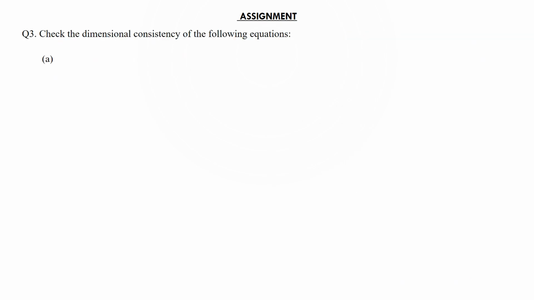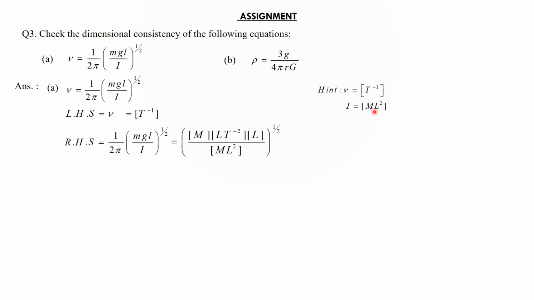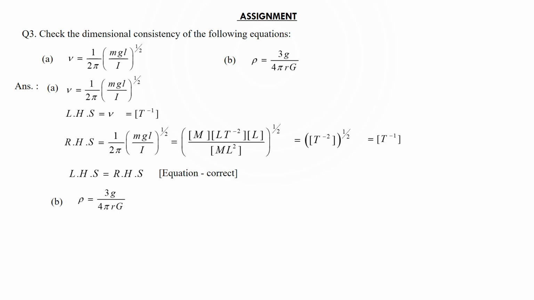Third question, again check the dimensional consistency of these two equations. So first one, this is the equation. Now nu is your frequency, which is T minus 1. Moment of inertia is I, which is ML2. So LHS is your T minus 1. We put the dimension. RHS is this. Okay, 1 is not having any dimension, 2 pi no. So we put the dimensions of m, which is M. G is LT minus 2, L is L, and I we have put the dimensions. On solving, we get T minus 1, LHS equal to RHS, dimensionally correct.